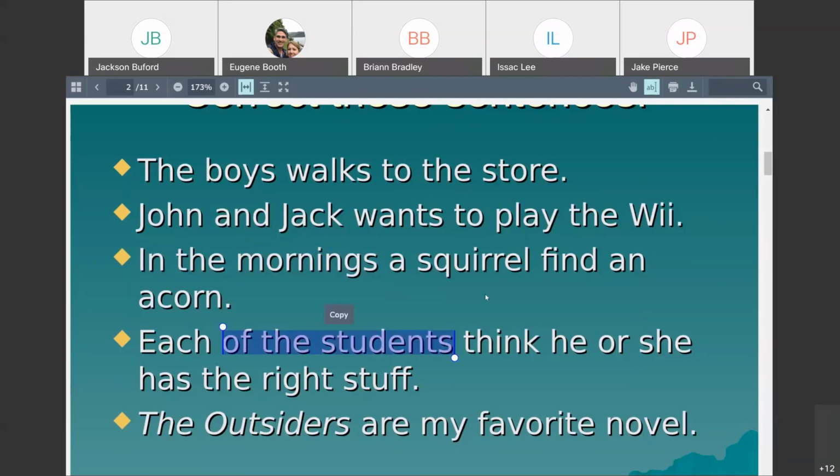Of the students is a prepositional phrase. So neither my subject nor my verb will be found in my prepositional phrase. That leaves the word each to be my subject and think to be my verb. Now, how many of you, when you first read this one, thought, man, that kind of sounds good the way it is?